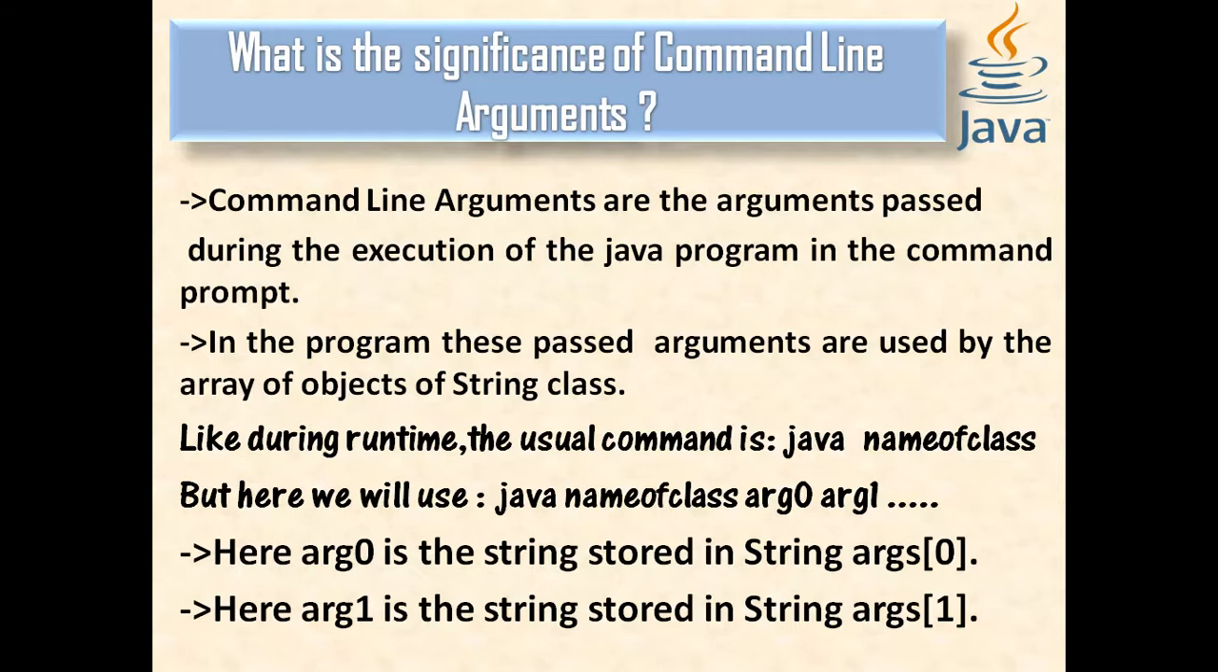In the program, these passed arguments are used by the array of object of string class. Suppose during runtime the usual command we give is java and then the name of class. But here what we'll use is java, name of class, and then the zeroth argument, then the first argument. It is the usual way we use any array.